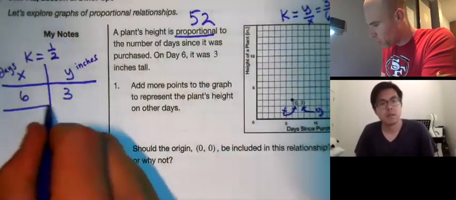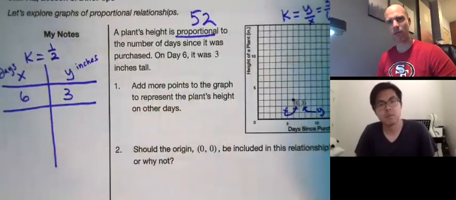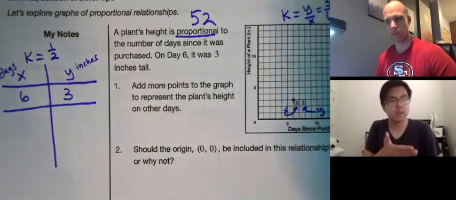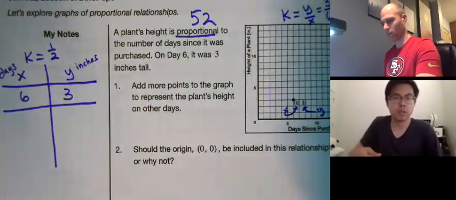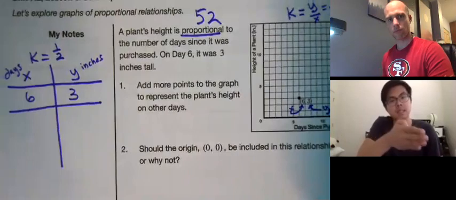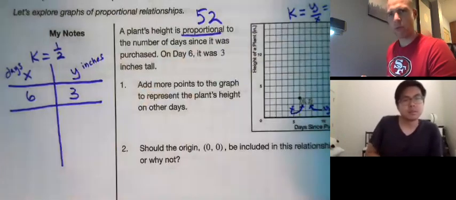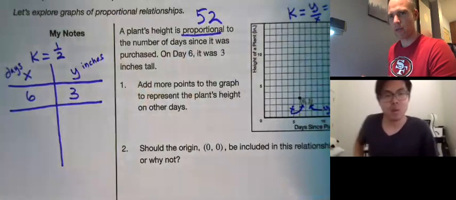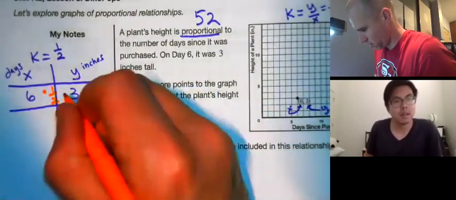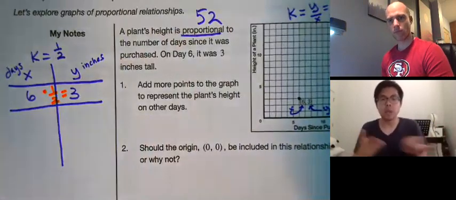How can we find some more values to put into this table and then transfer as coordinate points, Mr. Wong? Yeah, so we know that using the constant of proportionality means that whatever the x value is, we multiply it by the constant of proportionality, our k value, to get the y value. So in this first example, we have 6 multiplied by 1/2, which is equal to 3.